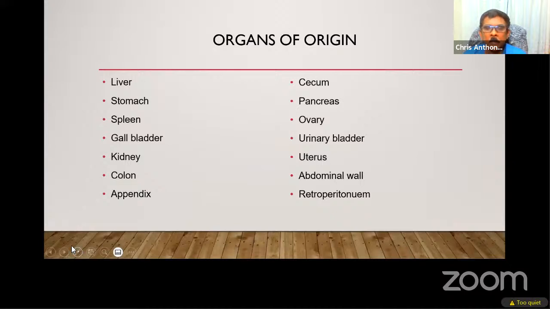An abdominal mass must come from some organ in one of these regions, and the most common are the intraperitoneal cavity and the retroperitoneal space. The organs in these regions give rise to these masses. The organs of origin of abdominal masses are the liver, stomach, spleen, gallbladder, kidney, colon, appendix, cecum and ascending colon, the pancreas in the retroperitoneal space, the ovaries in the iliac fossa and pelvis, and the urinary bladder and uterus in the pelvis. The anterior abdominal wall can also give rise to tumors and masses, as can the retroperitoneal area. These are the organs of origin of abdominal masses.